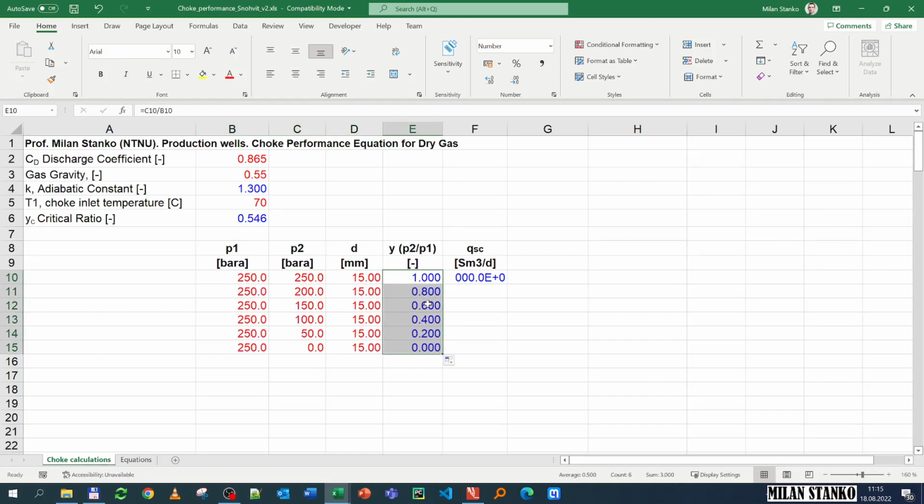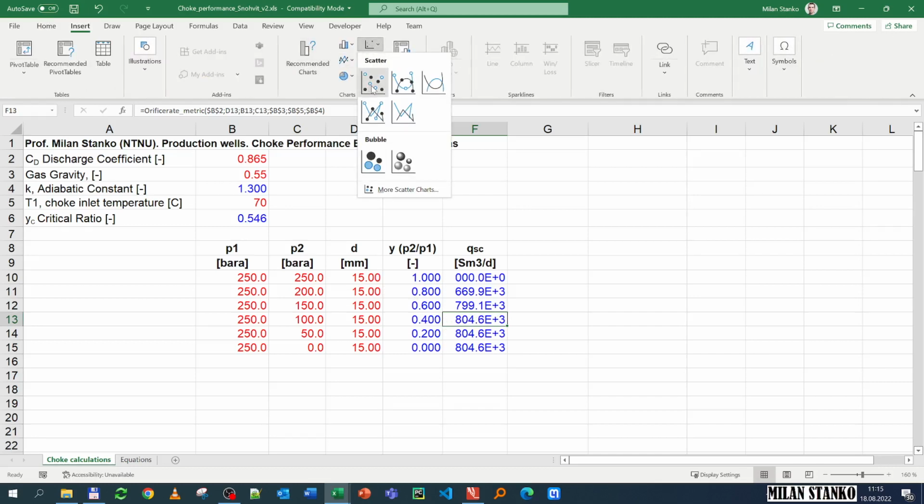Okay, here I gave 1, and between these, all of these three are subcritical because the ratio is greater than this one, but all of these should be critical. Then we see what happens with the rate. You see it is increasing, and then it remains constant at 804. So you see that this is the maximum rate that can pass through that choke. Let's see how the plot looks.